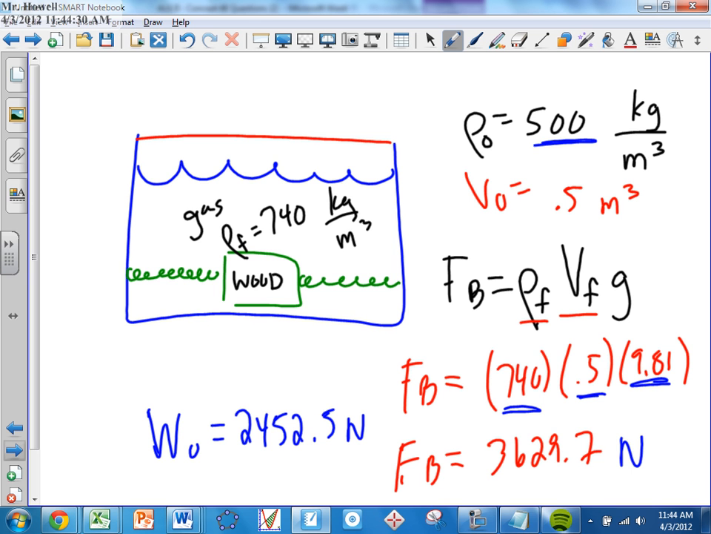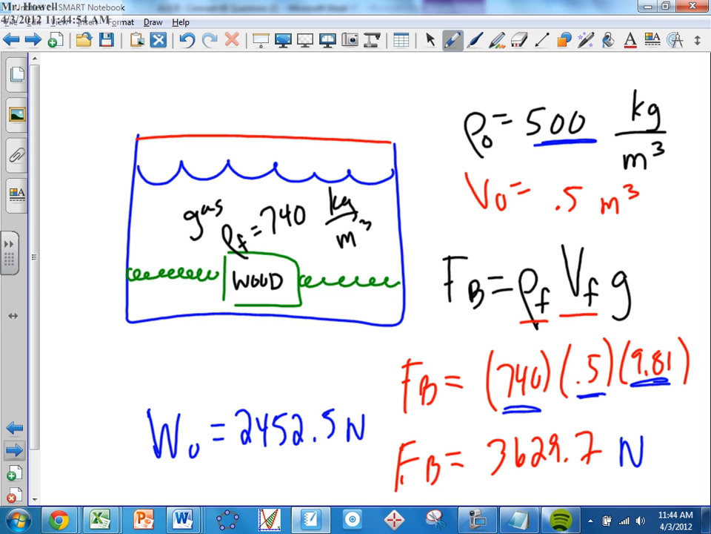So this is the buoyant force being submerged right now. But when it gets to the top of the surface and it settles out, what's the buoyant force then going to be? 2452.5. Equal and opposite of the weight, because it's now acting like a normal force. So the buoyant force can be bigger than the actual weight of the object, which means it's going to float. But once it gets to the top and starts to float, the buoyant force and the weight are equal and opposite of each other.